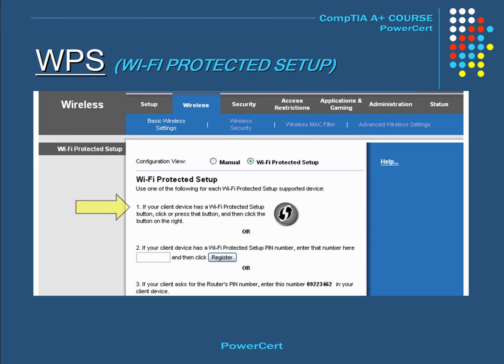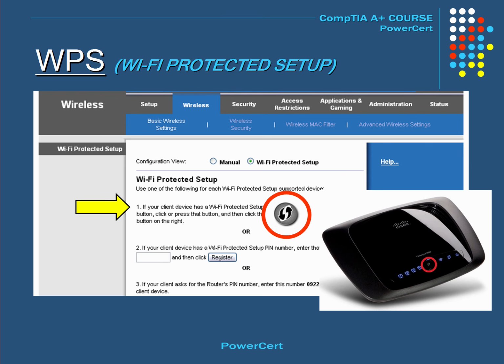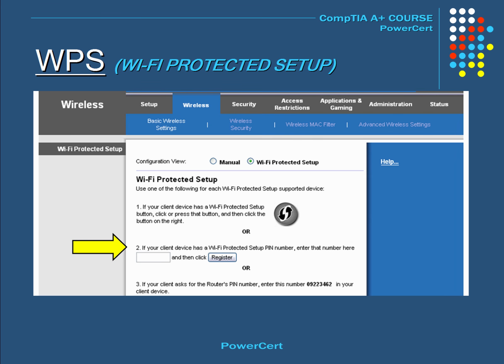So you could use method 1 if your client has a Wi-Fi Protected Setup button. You would just press that button, then within 2 minutes you would press the WPS button here on this page, or you can just press the physical WPS button on the router itself and then you'll be connected. You can also use method 2 if your client has a WPS PIN number. You would just enter that number in here and press register. Or you can use method 3 if your client asks for the router's PIN number, and you would just enter this number into your device and then you'll be connected.